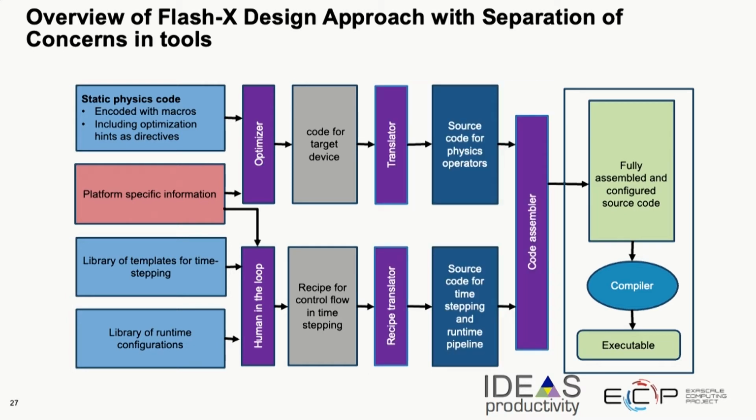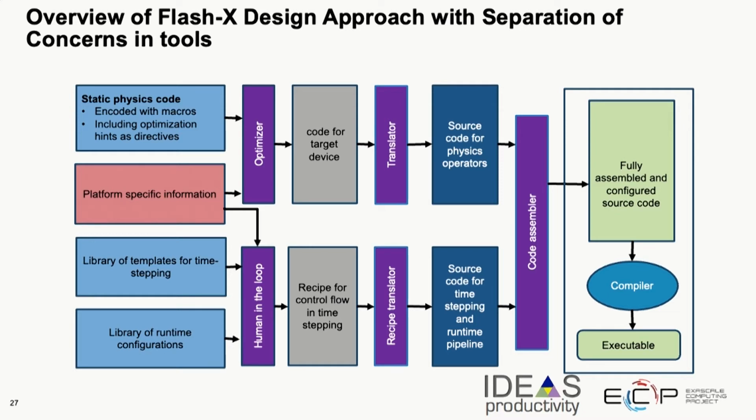And then in the next stage, the translators generate source code for physics operators, source code for time stepping and runtime pipeline, and then finally the code assembler puts it all together, and the fully assembled configured code is now available. In any of these stages in between, it is possible for the human in the loop to inspect the code and modify the code.